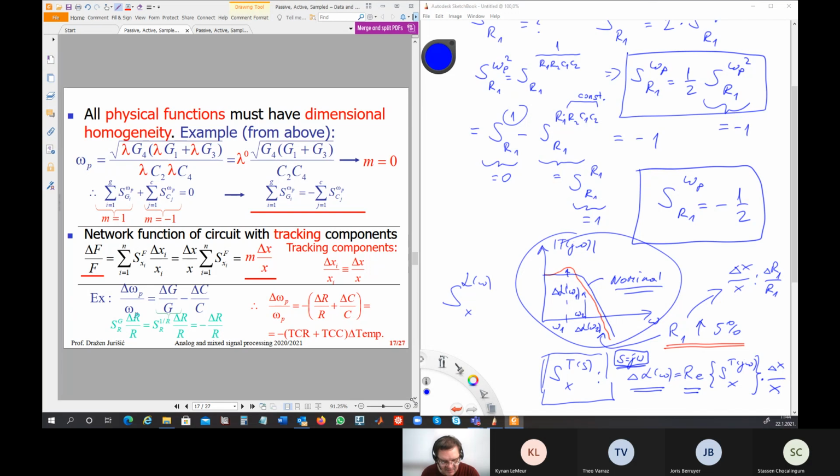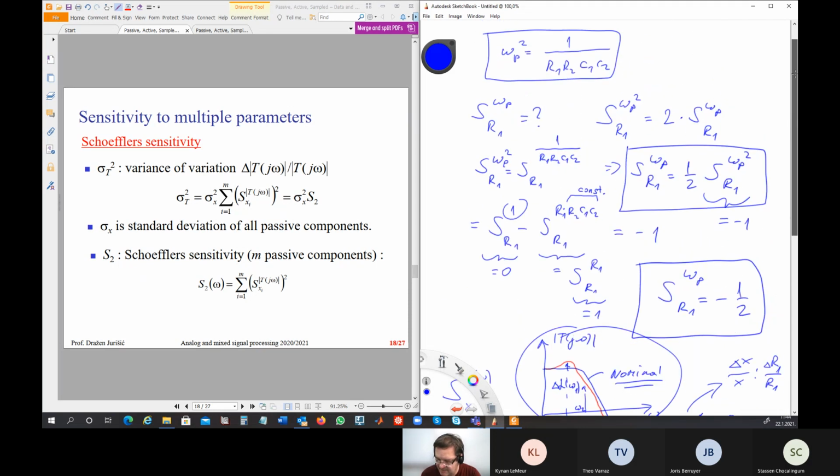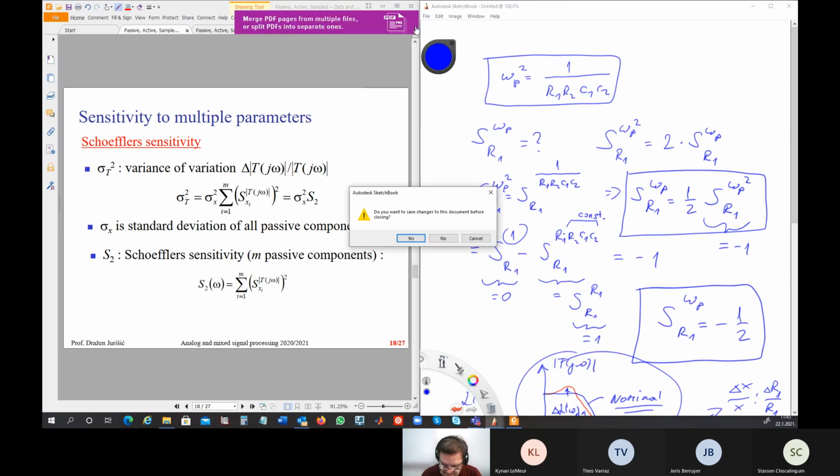Okay, here is something which is also important for a calculation of sensitivities. So homogeneity of omega p is 0. That means that all sensitivities to R's, if they are added, are equal to minus all sensitivities to capacitors if they are added. So this is the direct rule. And if you have in an integrated circuit so-called tracking components, then you will have some useful information. Now it comes another important thing, which is called multiple parameter sensitivity. What does it mean, multiple parameter sensitivity? Okay, we will show it very quickly.